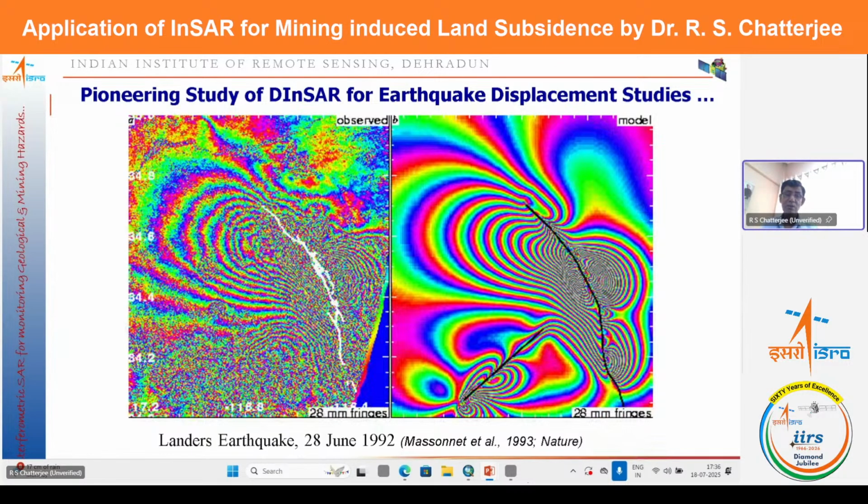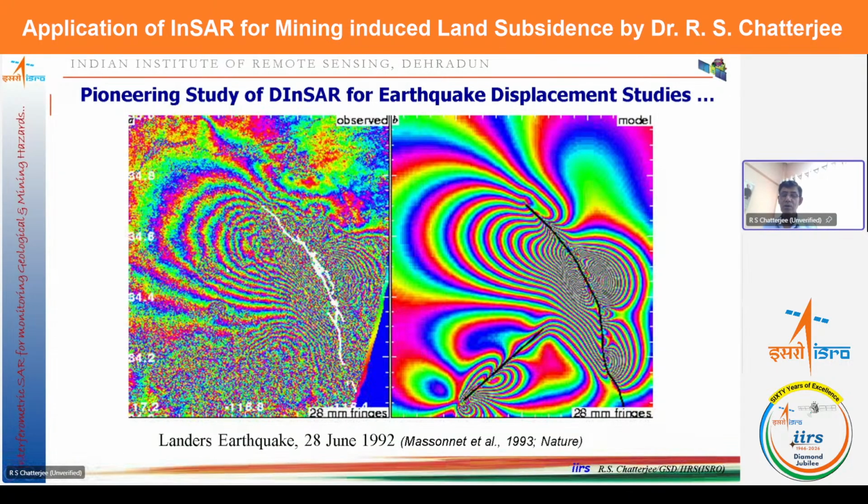And this was the product; these people came to know how the land was displaced due to that earthquake and where the fault is located, where the rupture is located. So those things became very, very clear, that there is a technique called differential interferometric SAR which can do this.